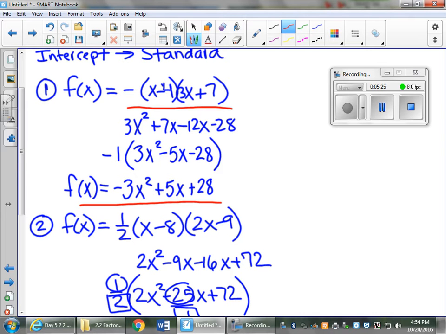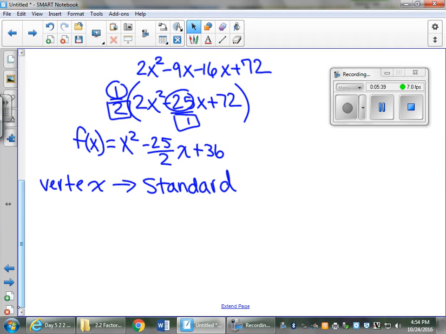Negative opens down, negative opens down. So that information is not going to change. The way these graphs look would be identical no matter what form I give it to you in. So keep that in mind. When you're writing an equivalent function, all the characteristics should not change. Just the way the equation looks should change.